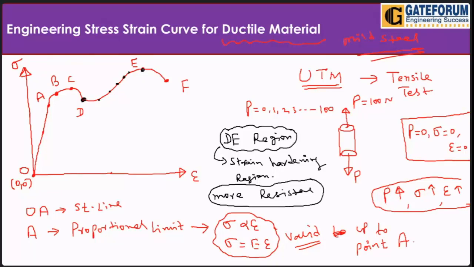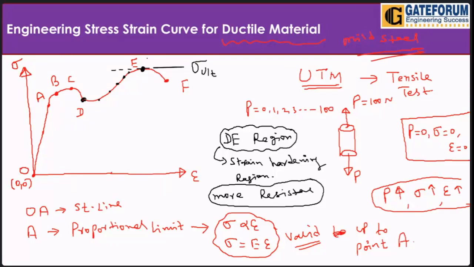Finally here we have the maximum stress value, which is known as the ultimate point, sigma max, sigma ULT, the ultimate stress, which is also known as strength. F is the fracture point, and necking starts at point E, because E is the highest point.